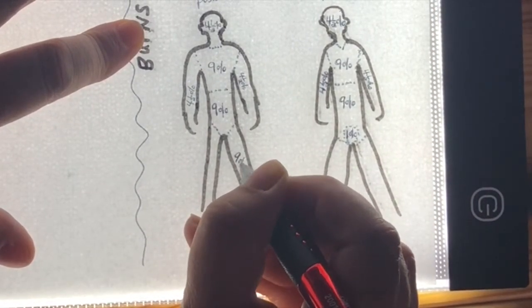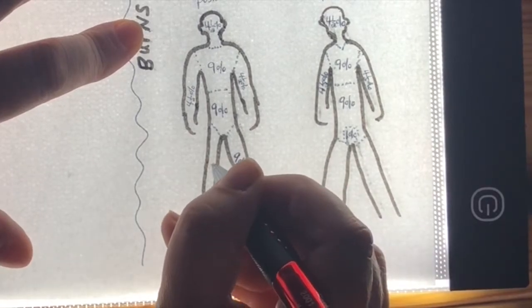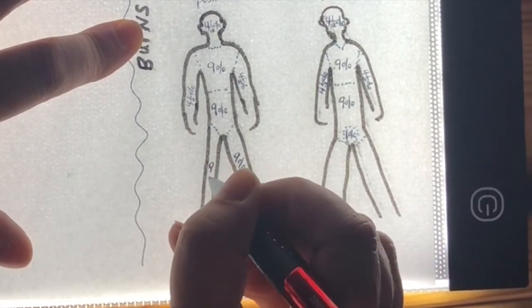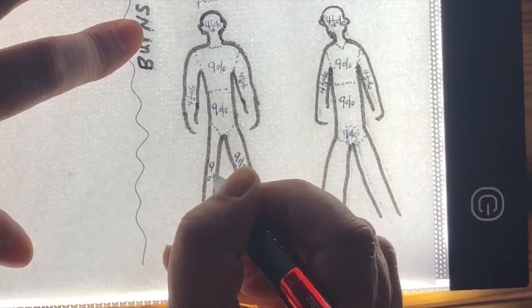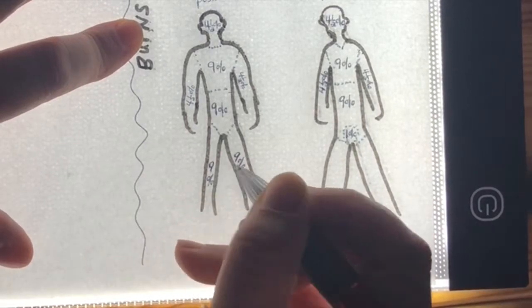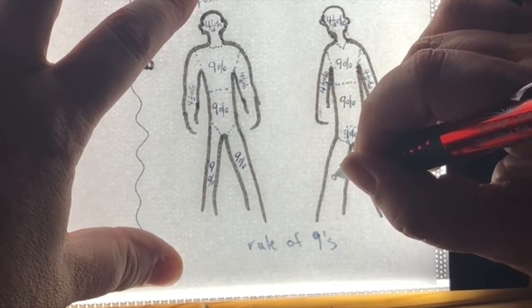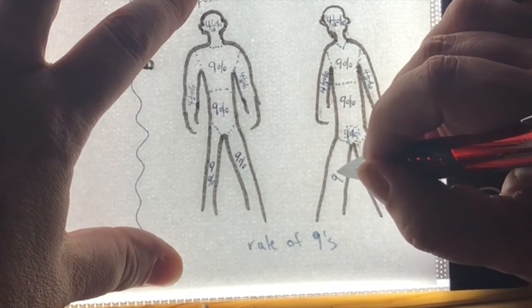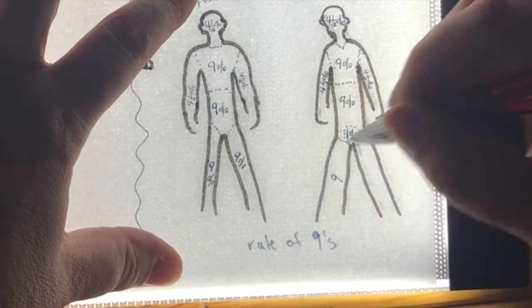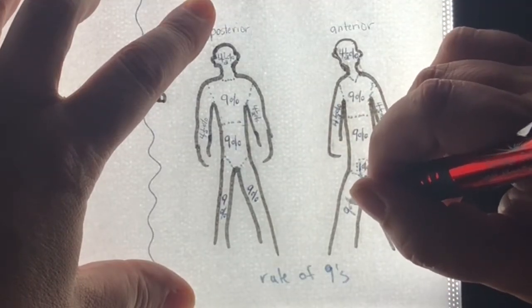Lastly, we have each leg. The legs have a fair amount of skin, so 9% in the anterior of each leg, 9% in the posterior of each leg. Therefore, each leg is a total of 18%, and both legs are a total of 36%. So that's the rule of nines.